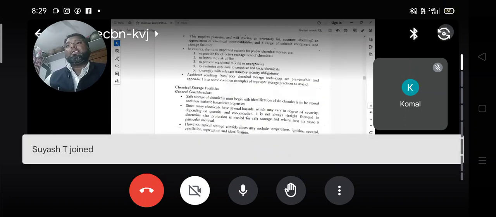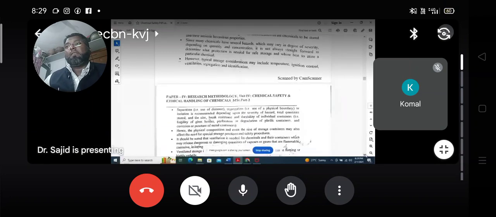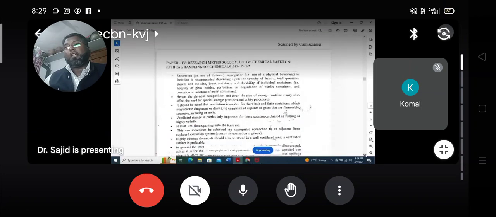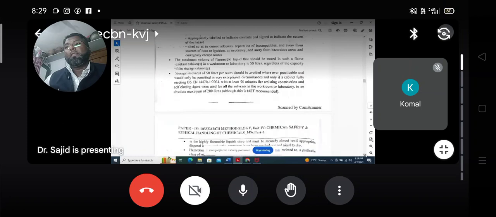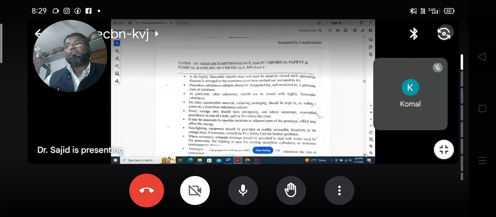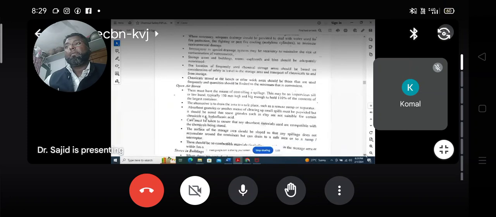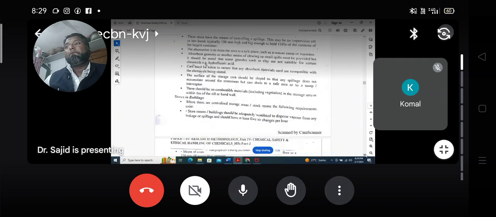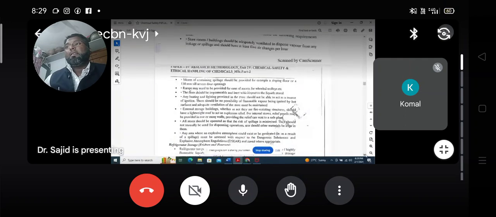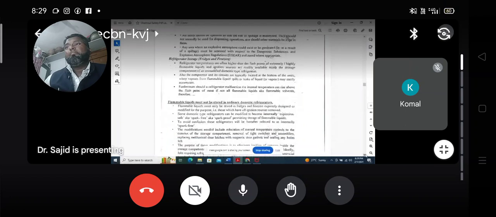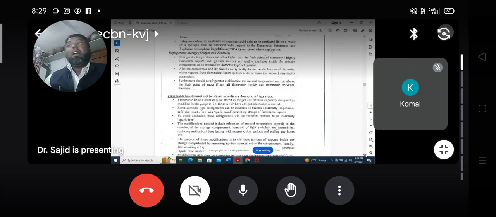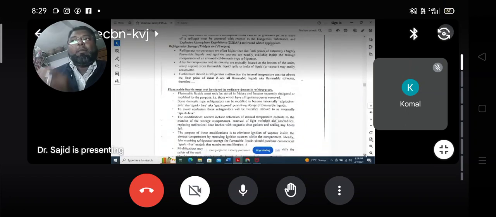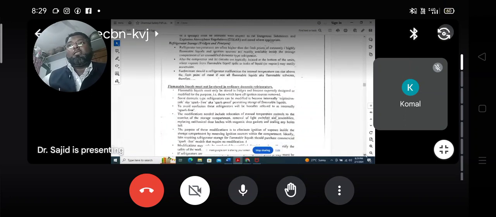These are the general considerations also given. Same things are there. You have to separate out the chemicals that I already said to you. That is one of the important things. Flammable liquid must not be stored in ordinary domestic refrigerators. If any flammable liquid is there, don't put it in the domestic refrigerator.